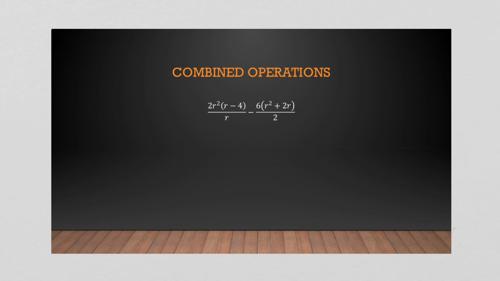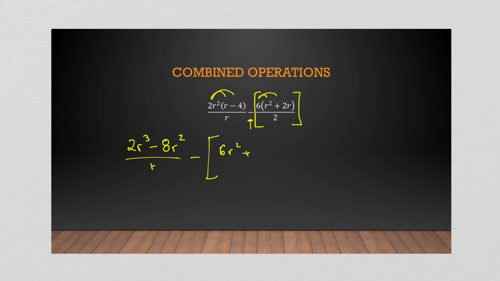And now here's where you need to be really careful because there's a minus sign. So what I would do right away is I would put a big set of brackets around this whole thing, because we're going to need to remember to subtract all of it when we're done. So let's do that. So I'm going to do this first. So now I have 2r cubed minus 8r squared over r minus, and I'm going to keep these big brackets, 6r squared plus 12r over 2.